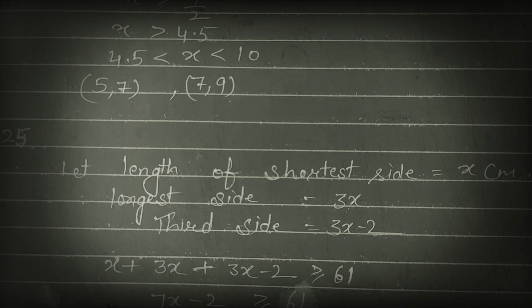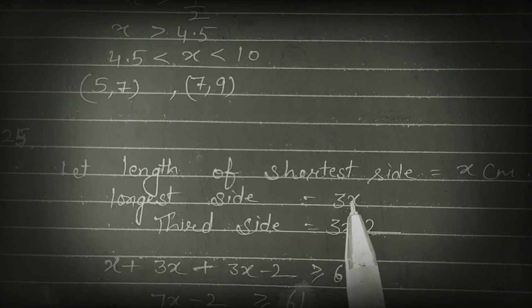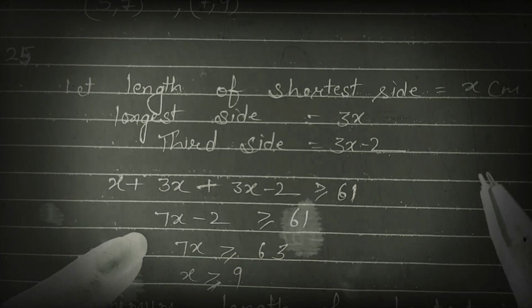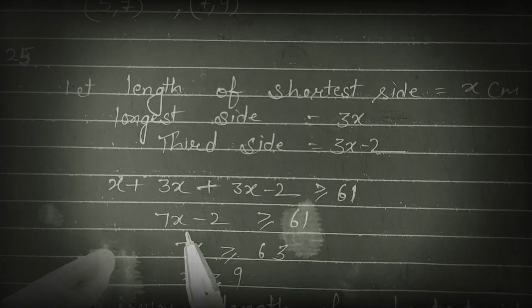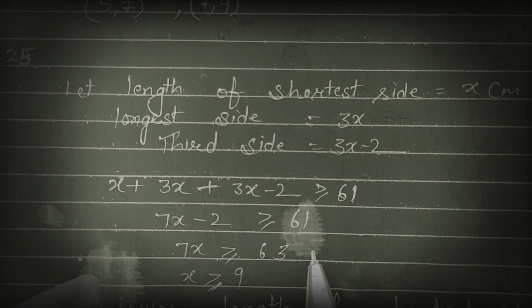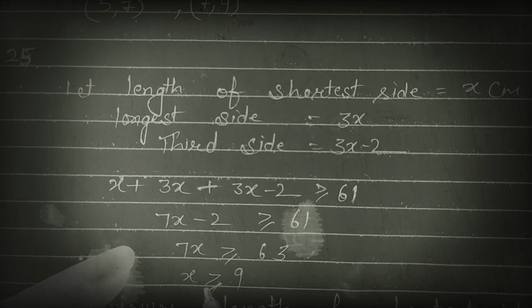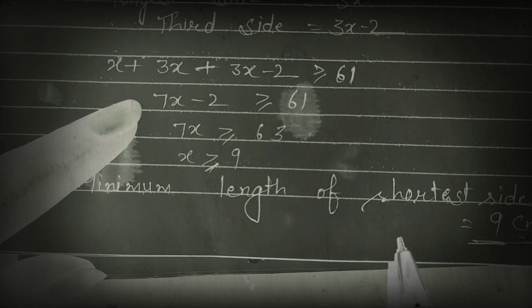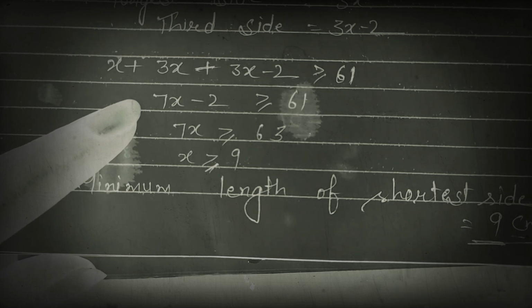How will you find the perimeter of the triangle? Sum of the 3 sides. So the sum of the 3 sides will be x plus 3x plus 3x minus 2, and it is greater than or equal to 61. So 7x minus 2 is greater than or equal to 61, so 7x is greater than or equal to 63. So x is greater than or equal to 9. So the minimum length of the shortest side is 9 centimeters.